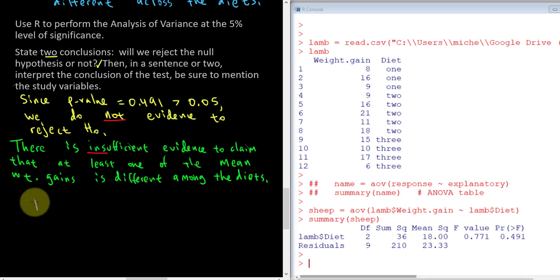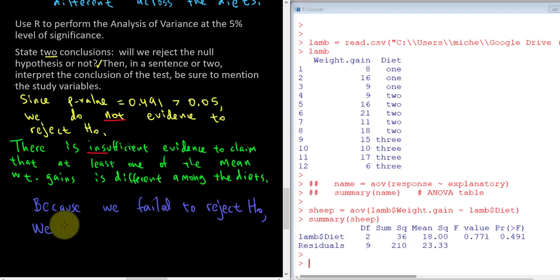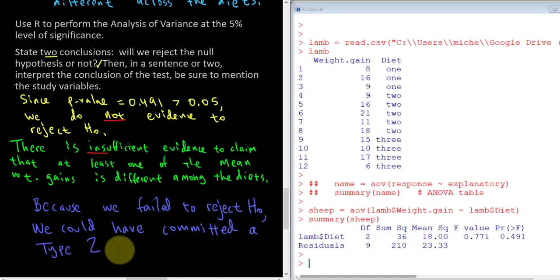So because we failed to reject the null hypothesis, we could have committed a type 2 error, but we do not know. That'll do it for this example.